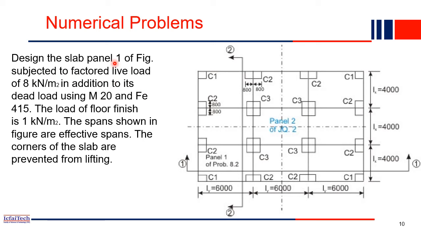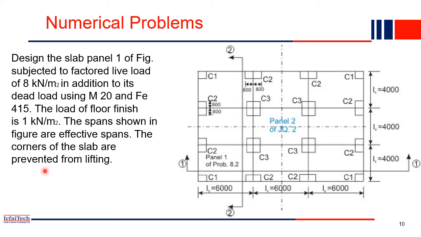A factored live load is given to us as 8 kilonewton per meter square, in addition to the dead load, for M20 and Fe415 grade of concrete and steel we are using. The load of the floor finish is 1 kilonewton per meter square. So floor finish is again the tiles or whatever is given, that is 1 kilonewton per meter square coming from floor finish. The spans shown in the figure are effective spans. So whatever span length is given to us, 6 m and 4 m, these are actually effective spans. So no need to compute the effective span separately. Whatever span is given, that is the effective span directly.